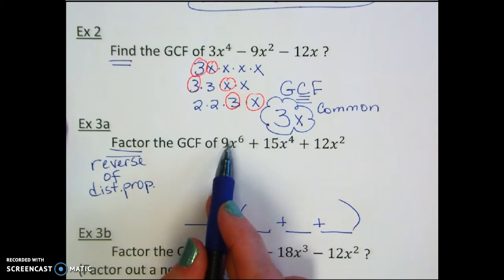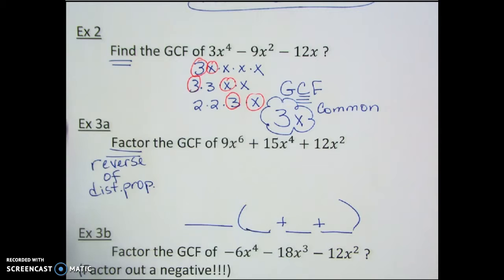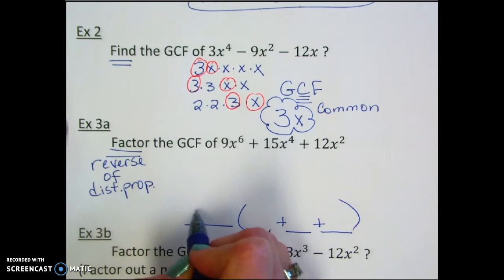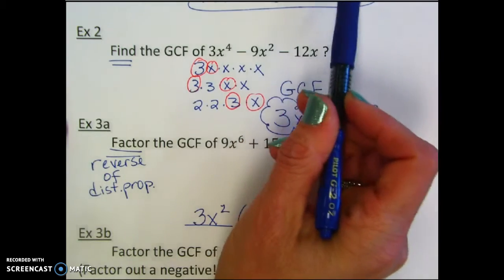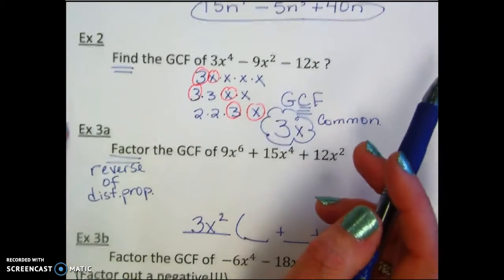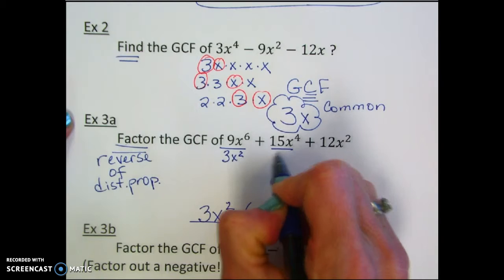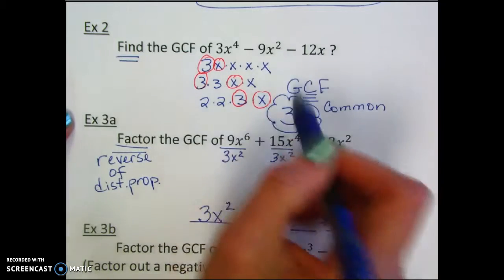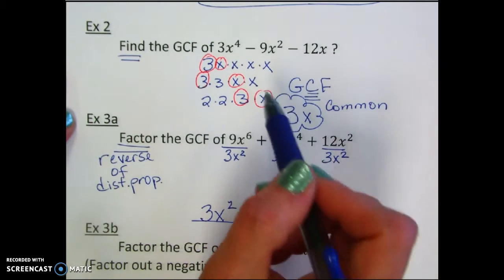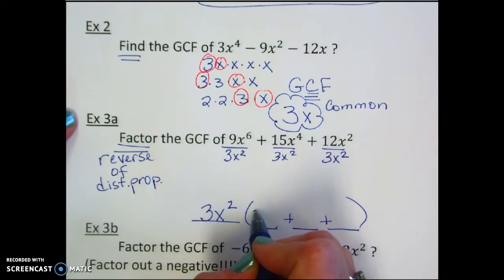So if I were to go back and do the process of breaking this down and breaking this down and breaking this down, the thing that I'm going to have in common for all of them is a 3 and 2 x's. So the reverse of the distributive property, well, when we distribute, we multiply. The opposite of multiplying is dividing. So we're actually going to be dividing by 3x to the second on each one of these. Now, how did I get the 3x to the second? I went through a process like this to figure out what the greatest common factor was. All right, so when I'm dividing here, 9 divided by 3 is 3.